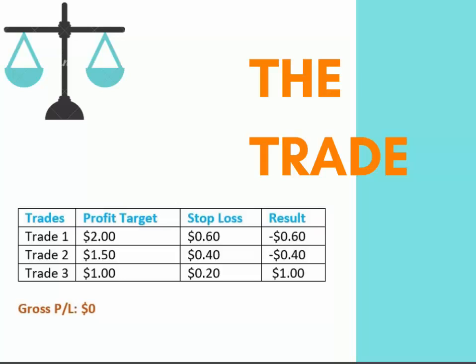Here is a sequence of 3 trades for a hypothetical stock that yield a break-even result. After commissions, the break-even result becomes a loss. Trade 1 has a profit target of $2 and a stop loss of 60 cents. It gets stopped out, so you lose 60 cents. Trade 2, profit target of $1.50 and a stop loss of 40 cents. It gets stopped out for a loss of 40 cents. Trade 3, profit target of $1, stop loss of 20 cents. This trade actually makes a profit of $1. The gross P&L is 0. The net P&L is, of course, a loss after commissions.